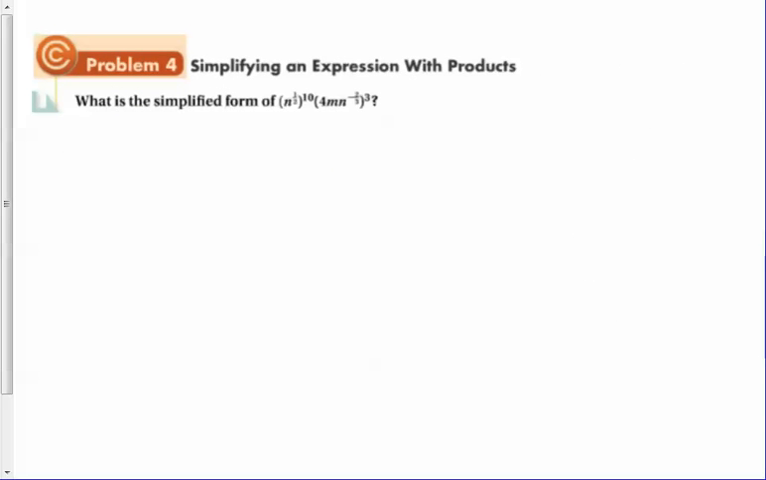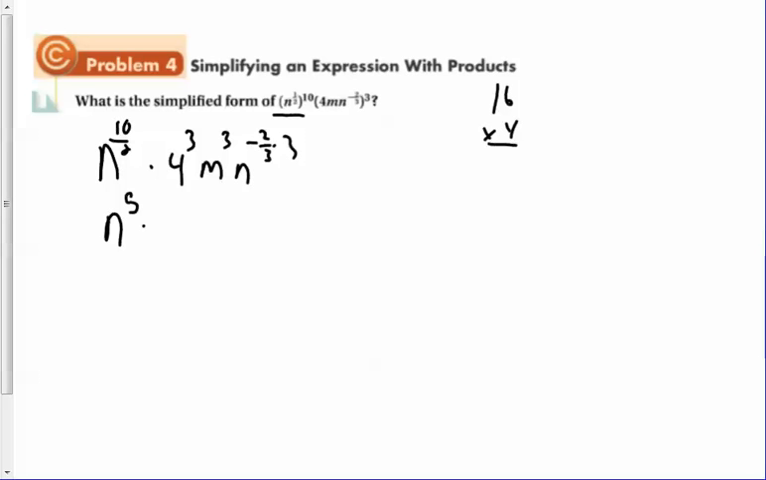All right, another one. Simplifying expression with products. What's a simplified form of this? So there's a lot going on. So the first thing I see is this guy, n to the 1/2 times 10. So that's going to be n to the 10/2 times 4 to the third m to the third n to the -2/3 times 3. Now 10/2 makes 5, so that's n to the 5th. And then 4 times 4 times 4, so that's 16 times 4. And I left my calculator at home, so I'm just going to do this. 16 times 4, and then there's 64. So that's 64 m cubed.